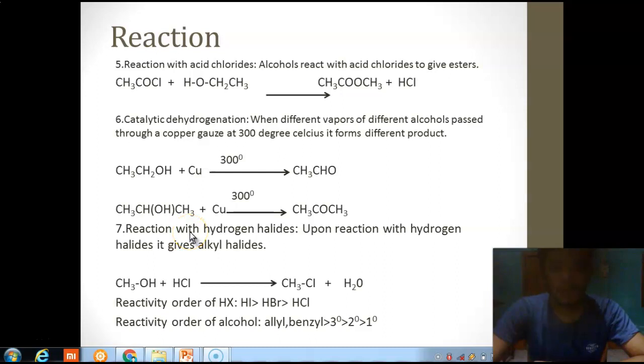Okay. Next, reaction with hydrogen halide. Alcohol upon reaction with hydrogen halide gives alkyl halide. So hydrogen halide, that is HCl. Alcohol upon reaction with this will give a simple alkyl halide along with the water molecule. The reactivity order of hydrogen halides is HI will react faster, next HBr, then HCl, and the reactivity order of alcohol is allyl and benzyl will react first, then tertiary, then secondary, then primary.